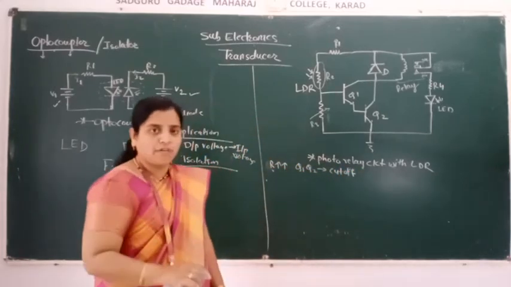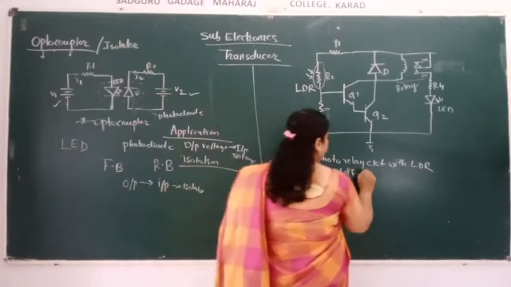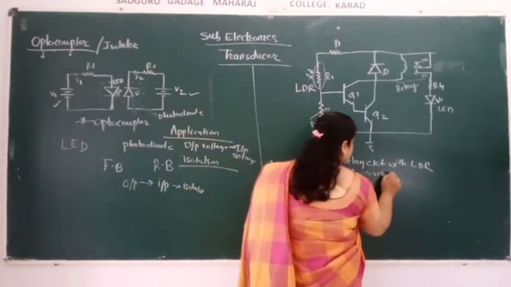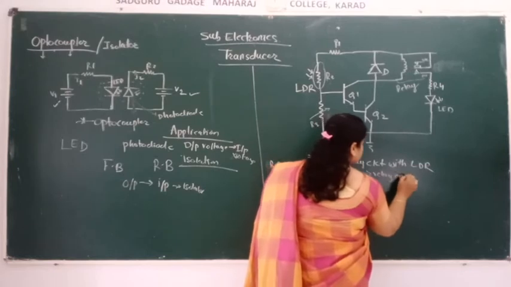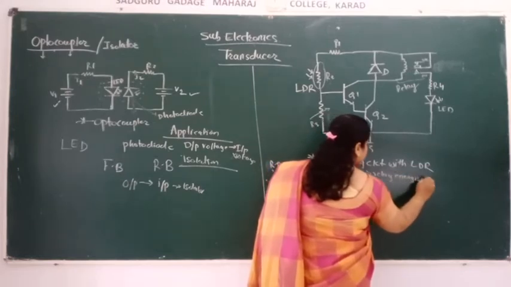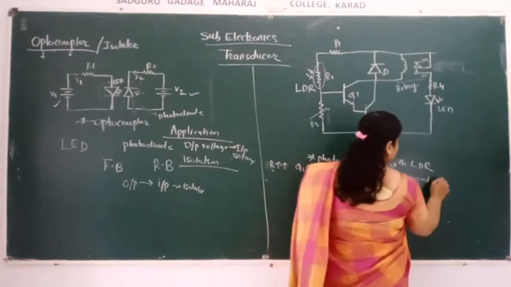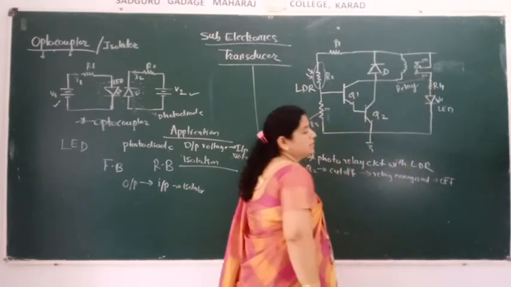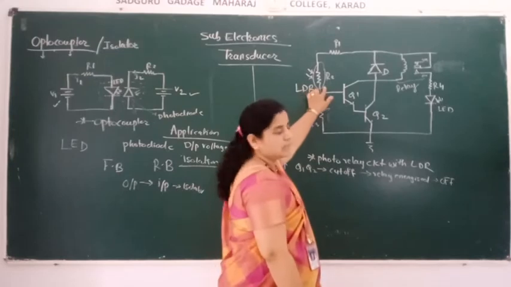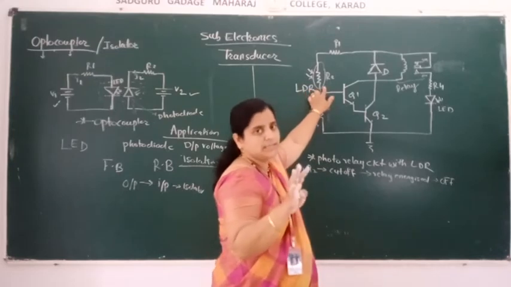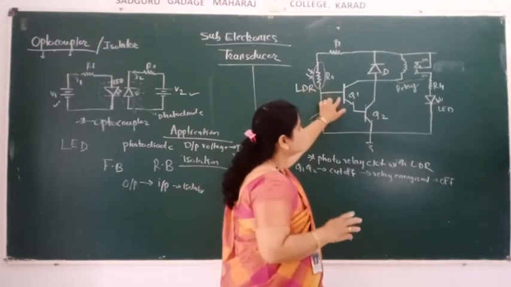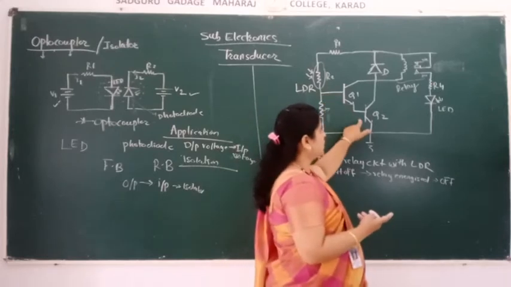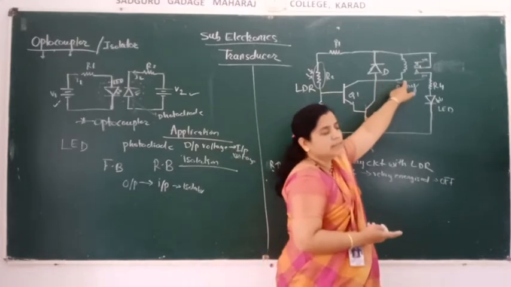Cut-off means it is off. So the relay will not be energized. Relay will not be energized means the relay will be in the off condition, because we are not getting any supply at the relay. Light is not falling, which means it is in the off condition. So there is no effect of transistors Q1 and Q2 and no effect here in the relay.